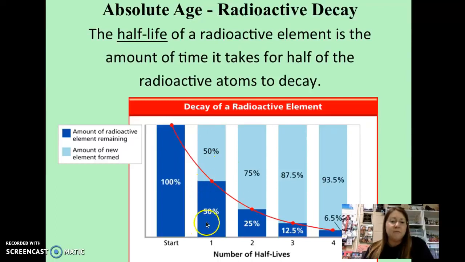So what's half of 50? Half of 50 is 25. So now we have 25% remaining of the original radioactive element, and it has transitioned into 75% of the element that it's breaking down into as it's releasing energy. What's half of 25? 12.5%. You guessed it. So 12.5% is what's remaining of the radioactive element, and you have 87.5% that is the new element that it is breaking down into. So you can see you have this decline in the graph here.